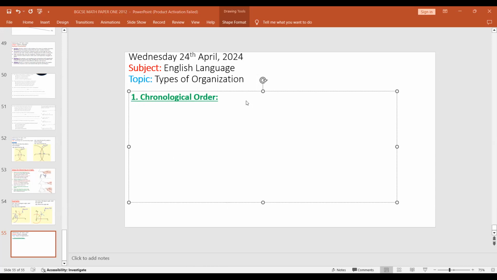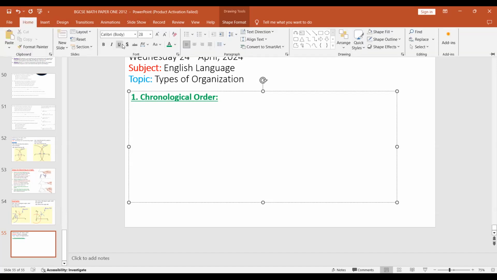Gilbriana. Where's Gilbriana? Yes, sir. When we say chronological order, what does that mean? I'm not really sure, but I could try. I think it means to put it in its original place. Put it in its original place. Anyone else want to help her? What do we mean by chronological order? Like what comes first, second, third, like that.